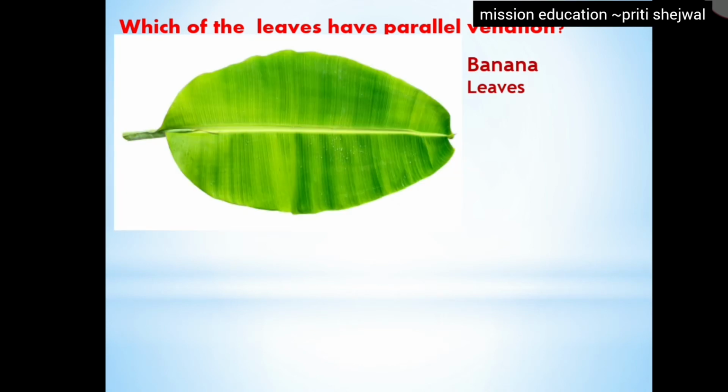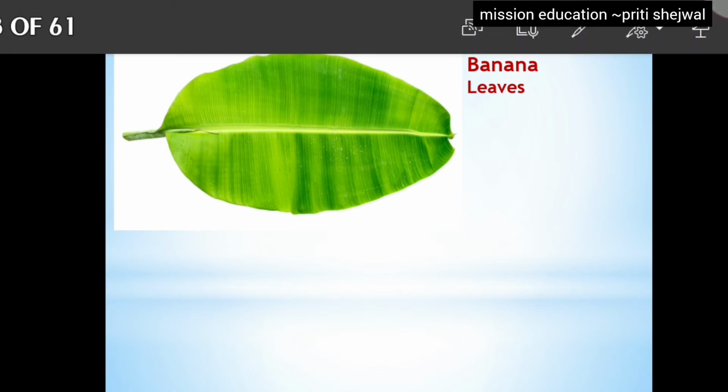This is the image of banana leaf. In banana leaf, the veins run parallel from midrib to the leaf margin. So this is the midrib and the veins run parallel from midrib to the leaf margin. Here you can see in this picture veins are running parallel from midrib to the leaf margin.